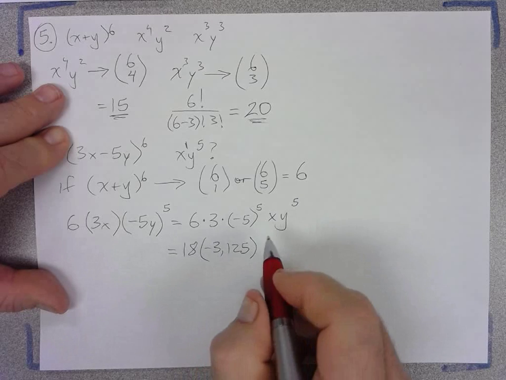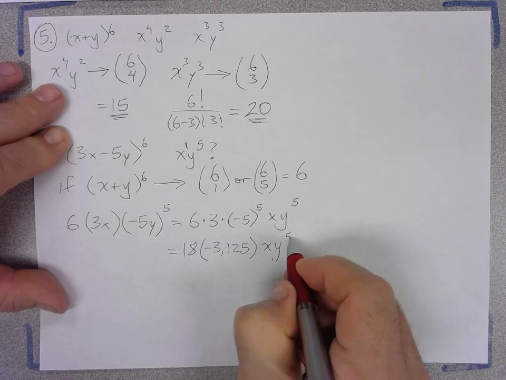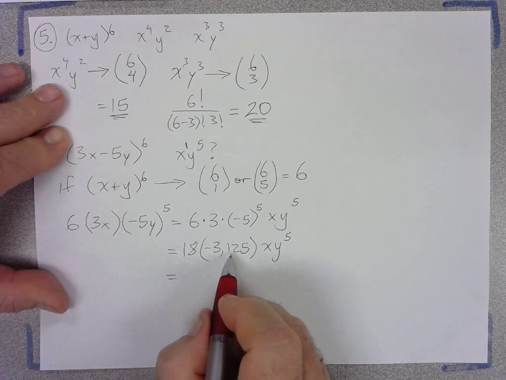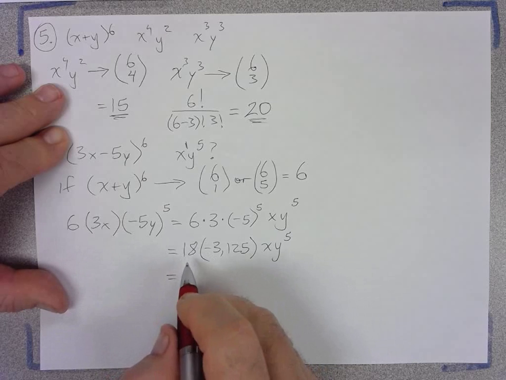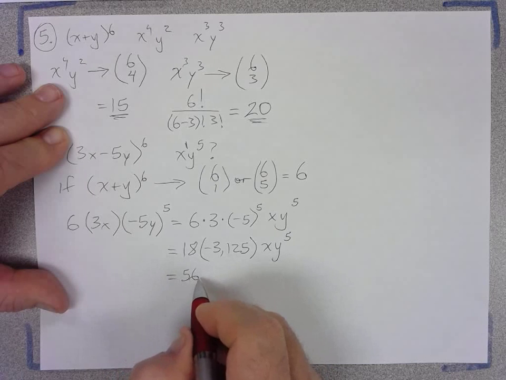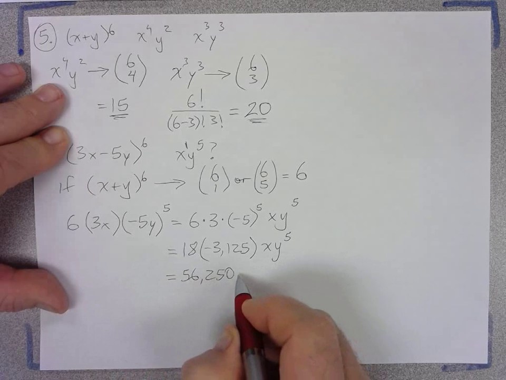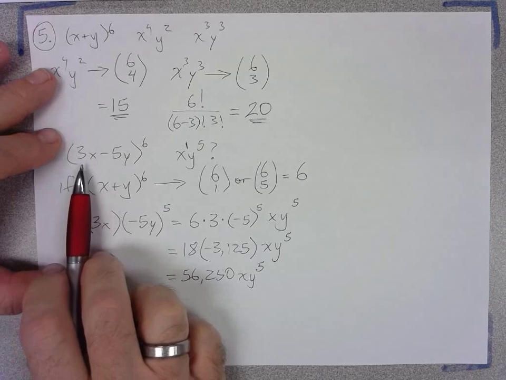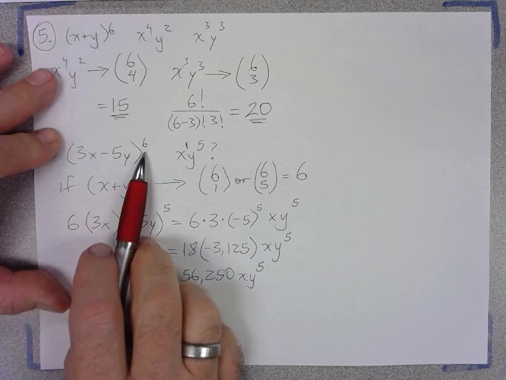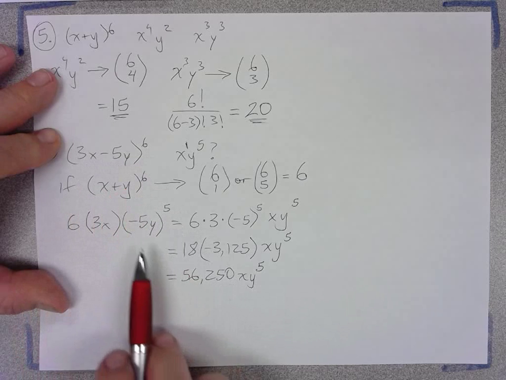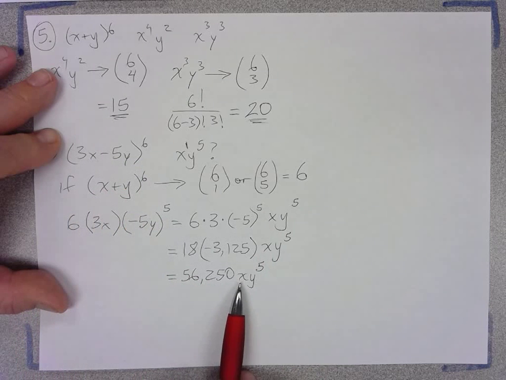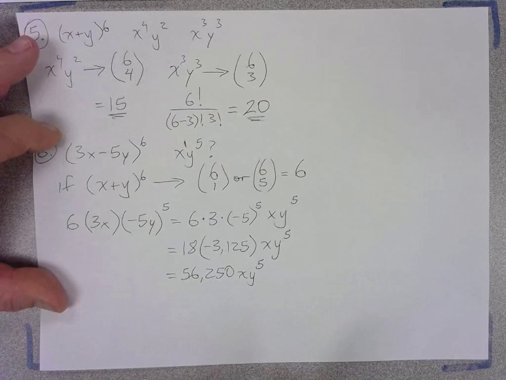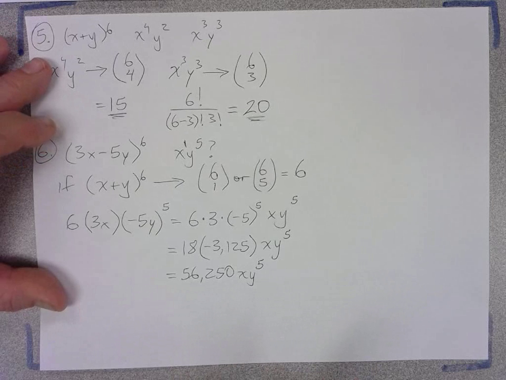Yes, I figured that out ahead of time and wrote it in my notes here on the side. And I also figured this one out. If you multiply 18 times 3,125, you get 56,250xy to the 5th. Good grief, that's huge. So instead of multiplying this whole thing out, (3x - 5y) to the 6th, we just know that using this combination here, the coefficient on the xy to the 5th term is going to be 56,250. Okay? All right.